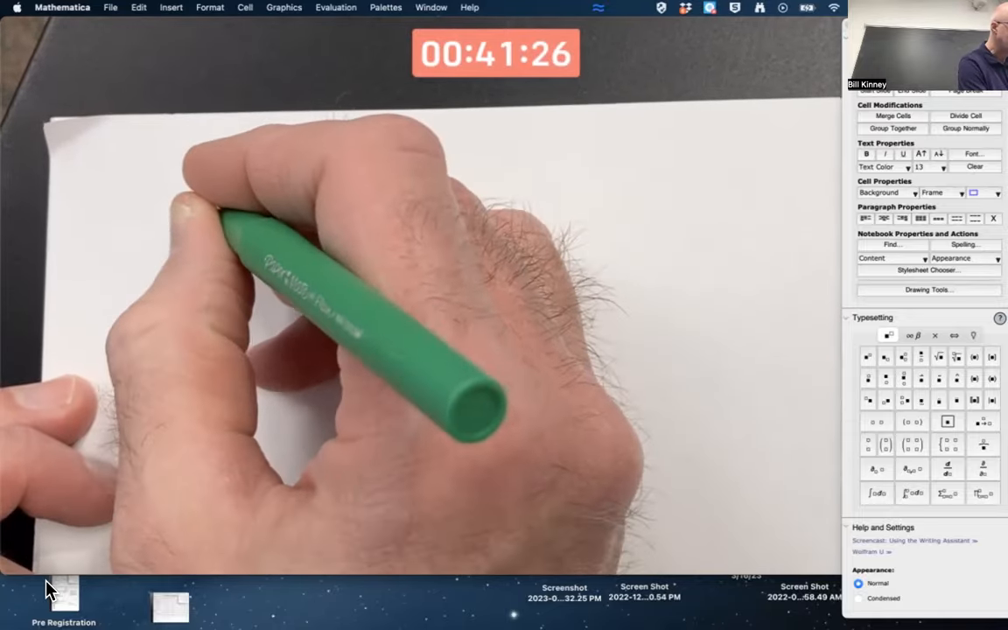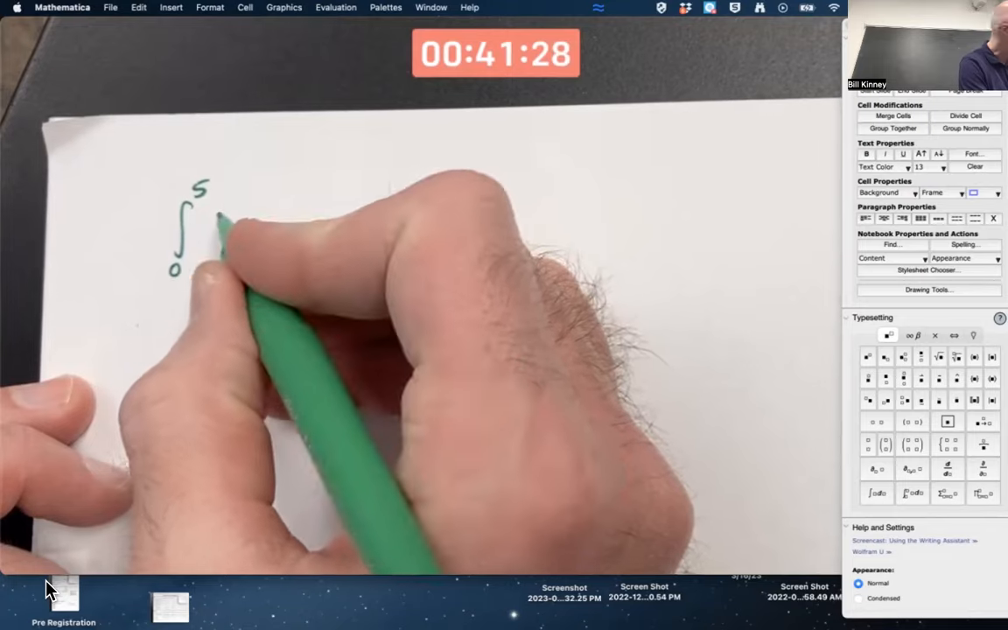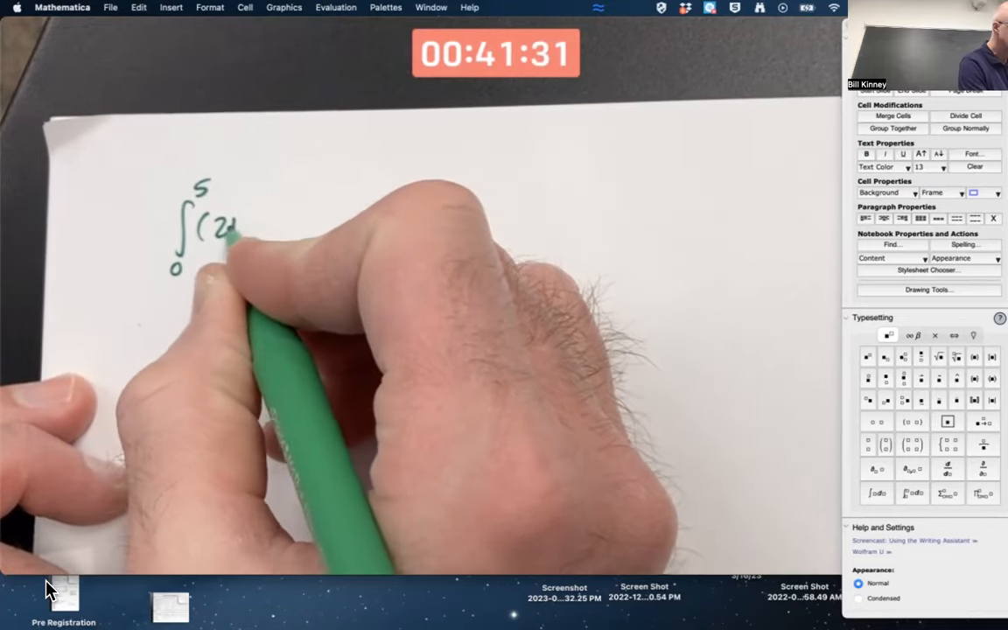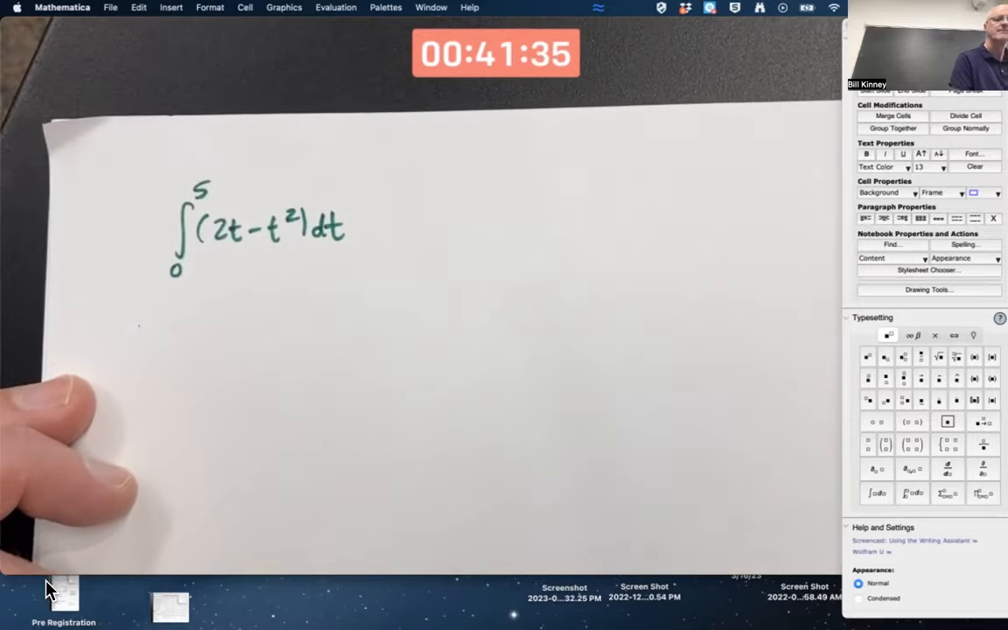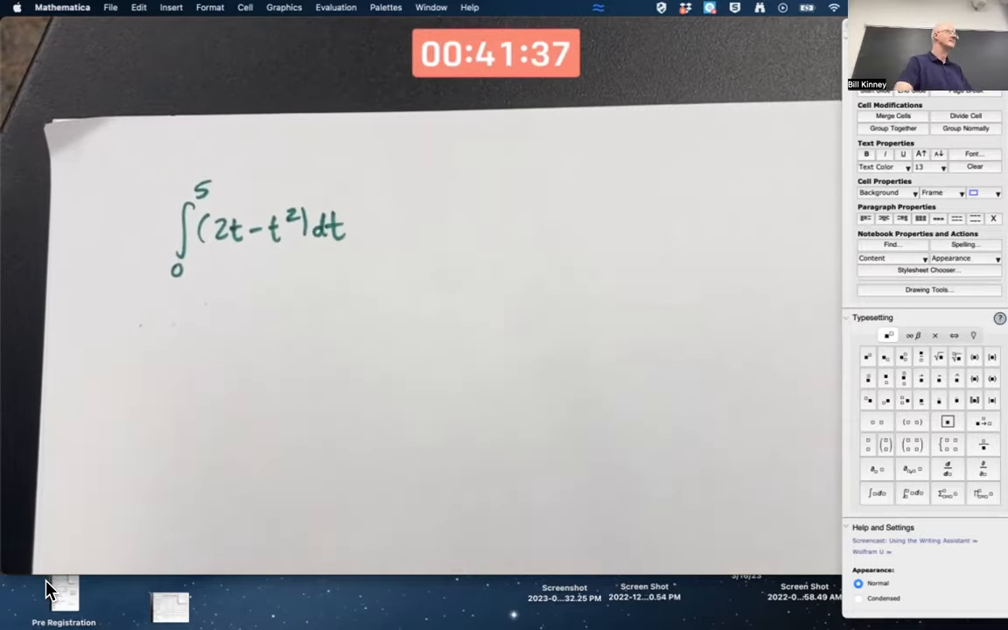I'm trying to evaluate the definite integral from 0 to 5 of 2t minus t squared. That was my velocity function. If I didn't make any mistakes in the previous paper, I already know the answer. It should be negative 50 over 3. Not obvious looking at that though, is it?